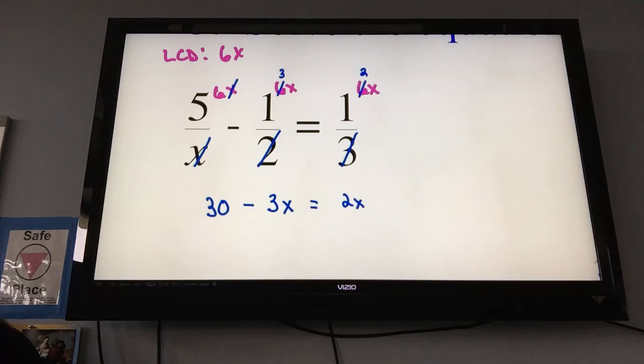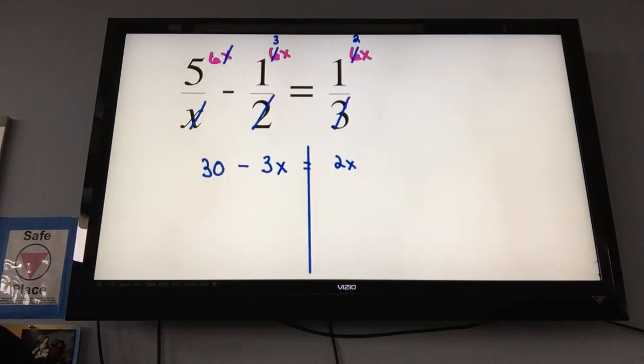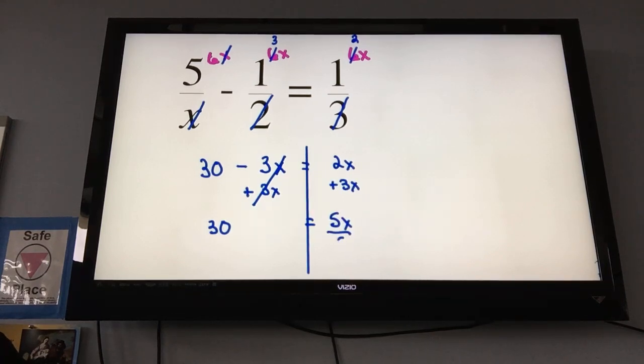Once we got that finished, then we get an equation that we should know how to solve, should being the key word there, but should know how to solve. I've got to get x alone, got to isolate my x, so I'm going to add 3x to the right. So my 30 comes down, cancels out, 2 and 3 is 5x, and then divide by 5. And x equals 6.